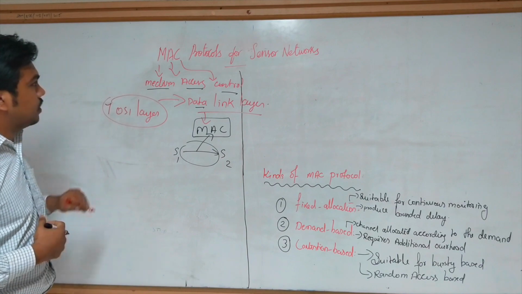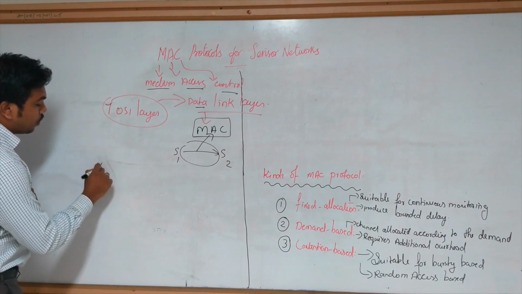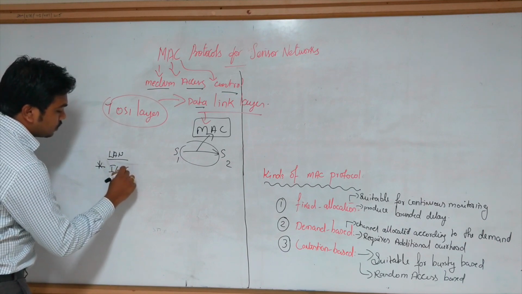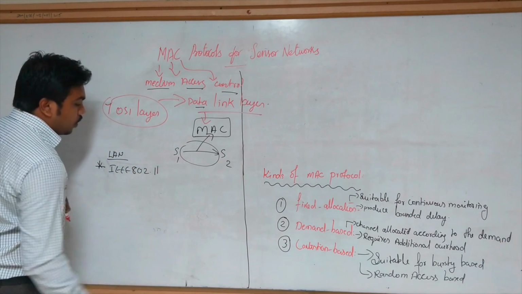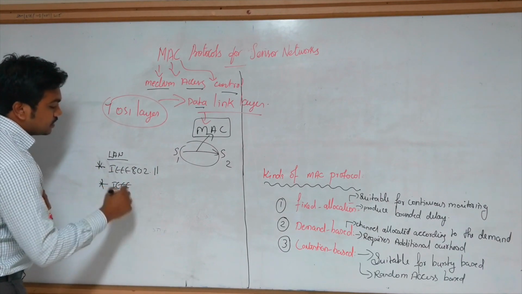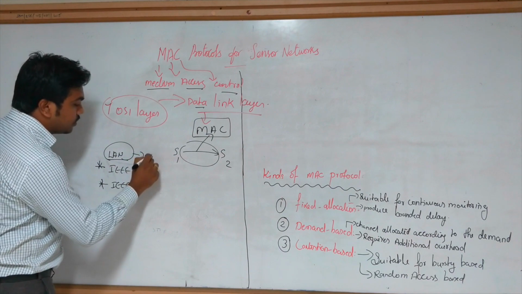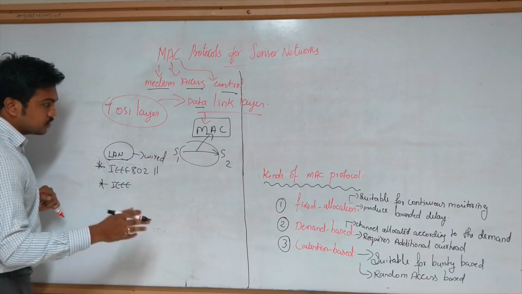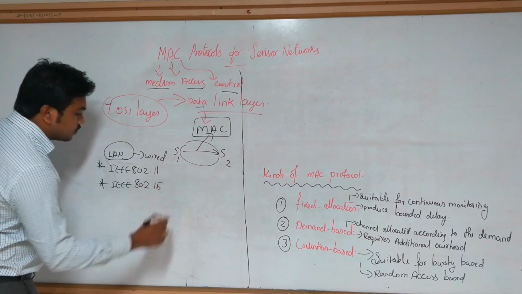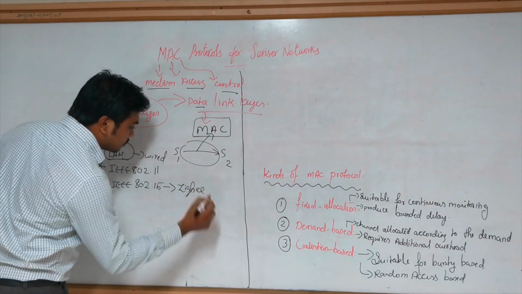In our MAC protocol for sensor networks, we are not going to use the same MAC protocol which is used for LAN. For LAN, the MAC protocol used is IEEE 802.11. Here for sensor networks, we are not going to use the same 802.11 because this is a wired medium. LAN represents wired. Sensors are wireless most of the time, so we will be using something else, which we normally call the ZigBee architecture.